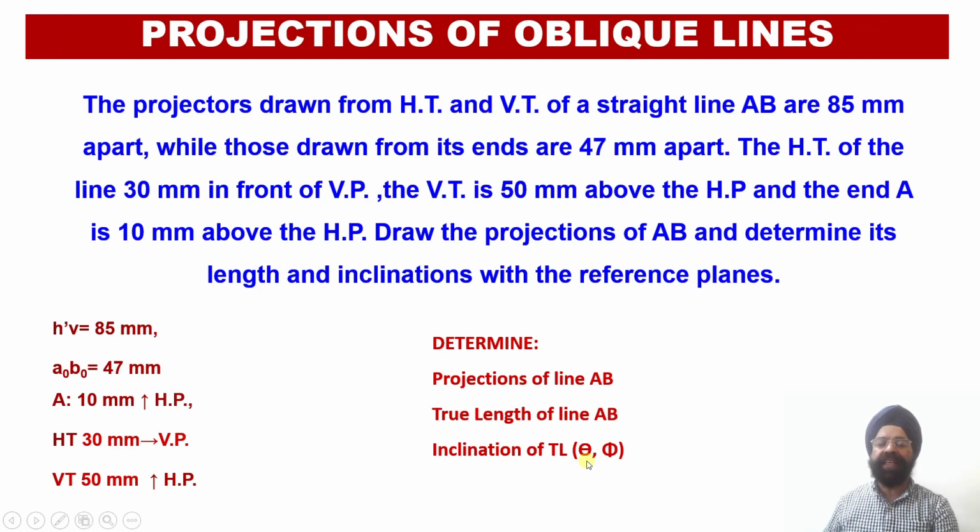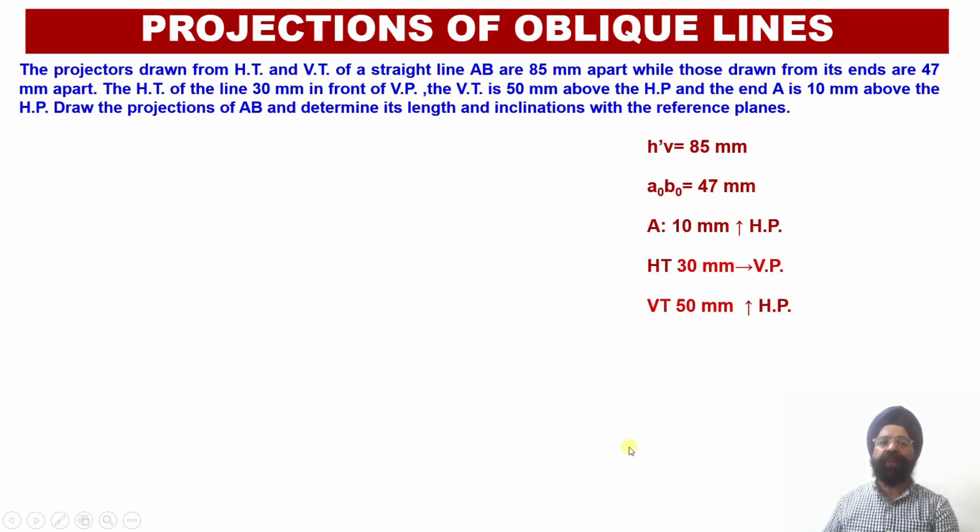That is, angles theta and phi need to be evaluated. Now let us start with the projections of this oblique line. So here we have got the distance between the horizontal trace and the vertical trace projectors, that is H dash and point V. So H dash is the point of intersection of the elevation projection line, when extended, meeting with the XY reference line. This will give me the point H dash over here.